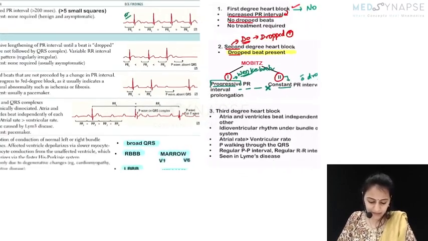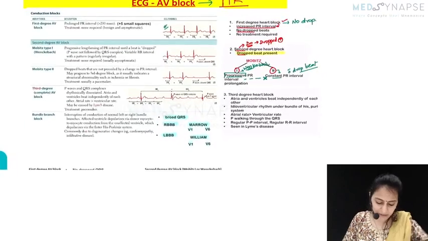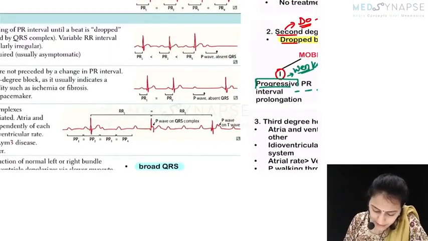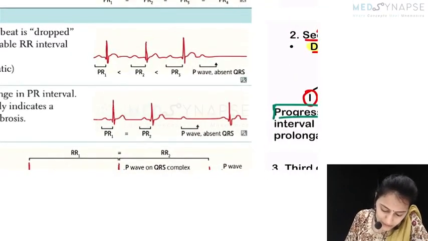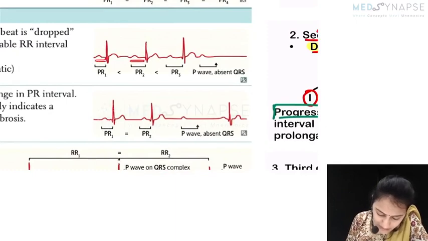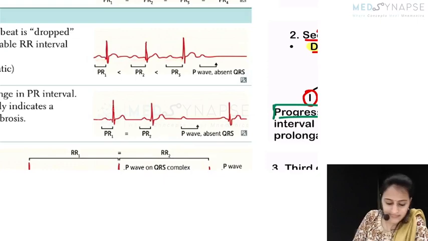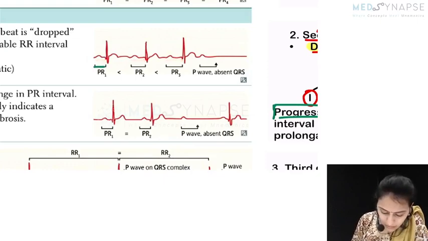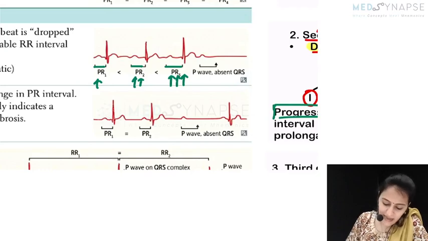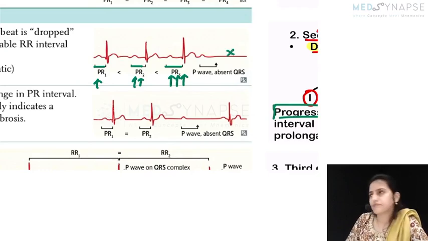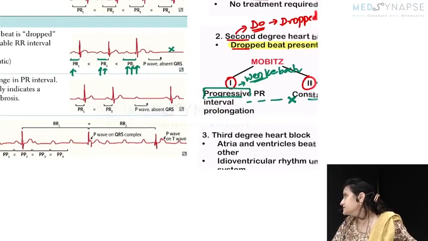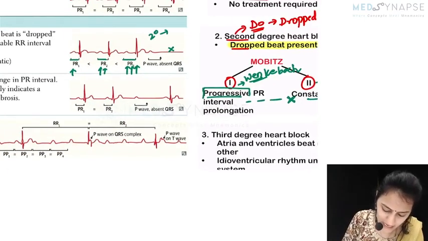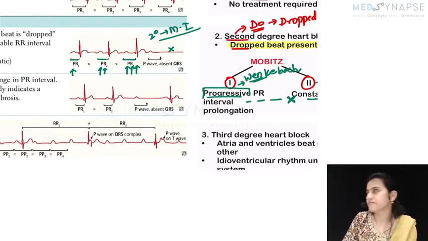Next one, second degree heart block. If you look at this one, what is happening to the PR interval? Look at the PR interval. Is it constant? No, the PR interval is progressively increasing, right? It is progressively increasing. And then you see that there's a drop. So that is why this is second degree heart block, Mobitz type 1, Wenckebach phenomenon.